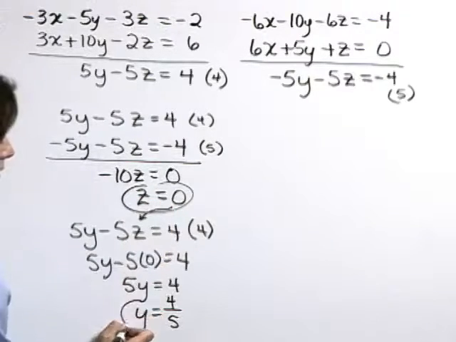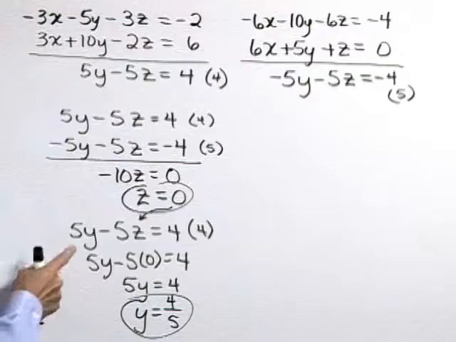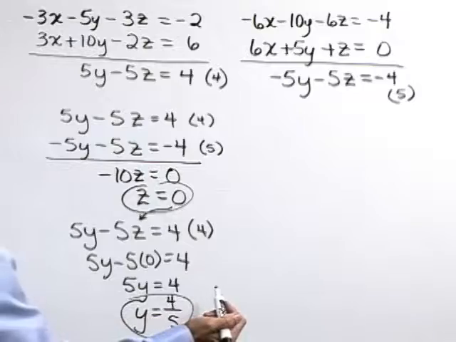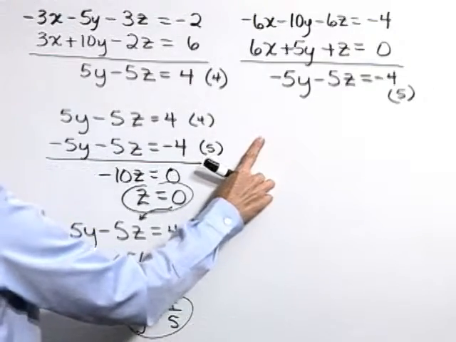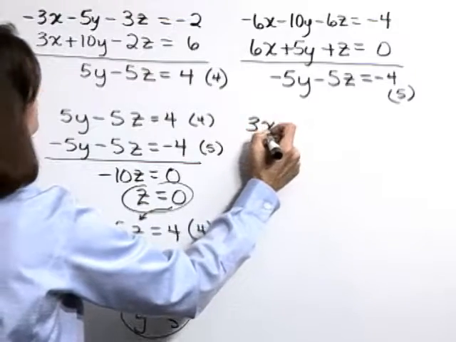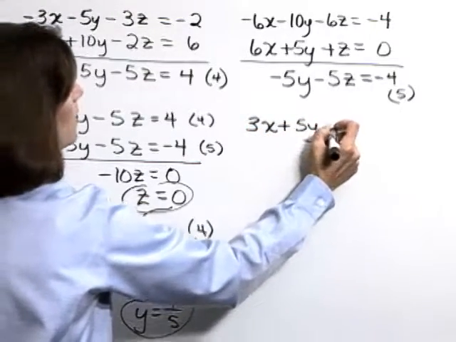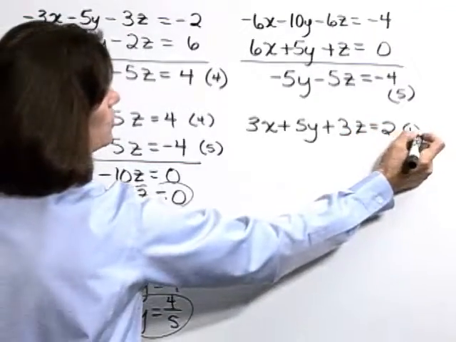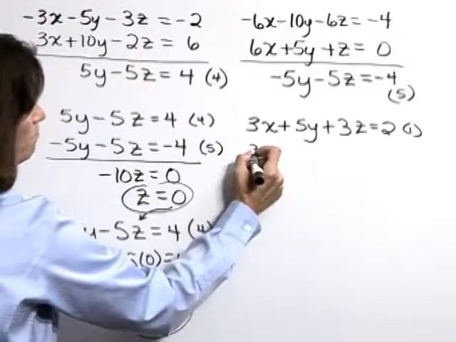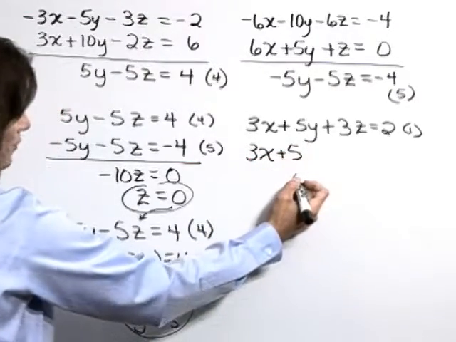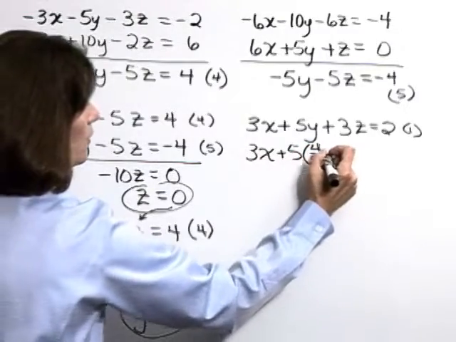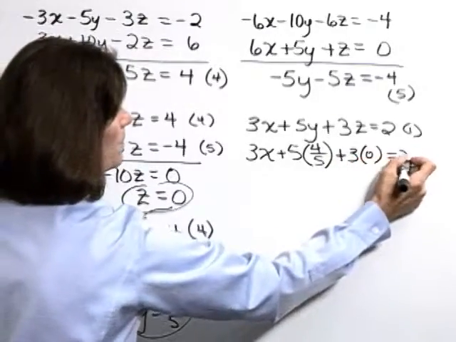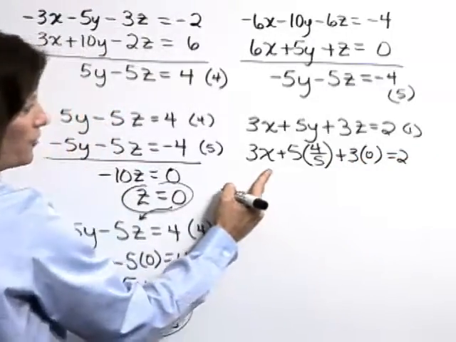So we've solved for 2 of our variables. As a last step, let's go back and solve for x. And I'm going to pick equation 1 to do that with. Equation number 1 is 3x plus 5y plus 3z is equal to 2. Now let's substitute our values that we know. We've solved for y and found that it is 4/5. We've solved for z. We found it to be 0.